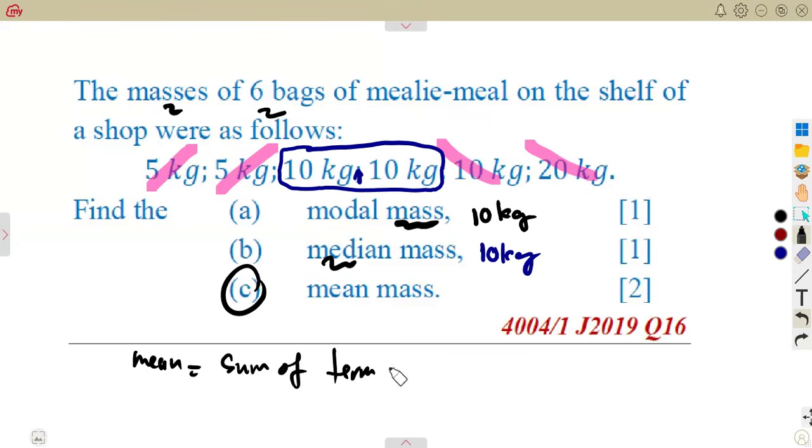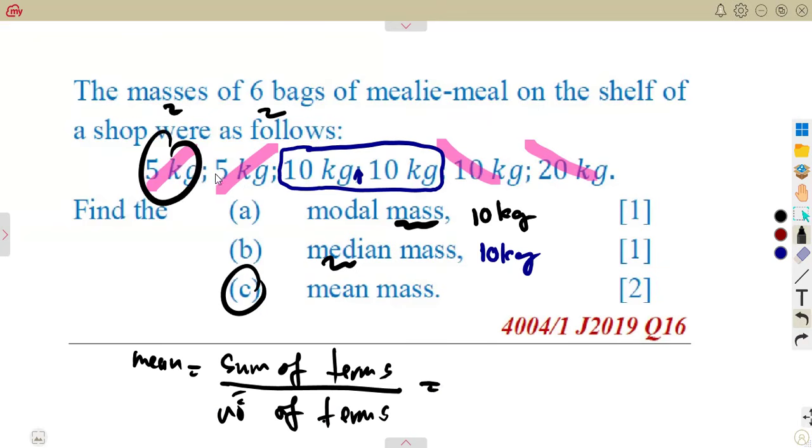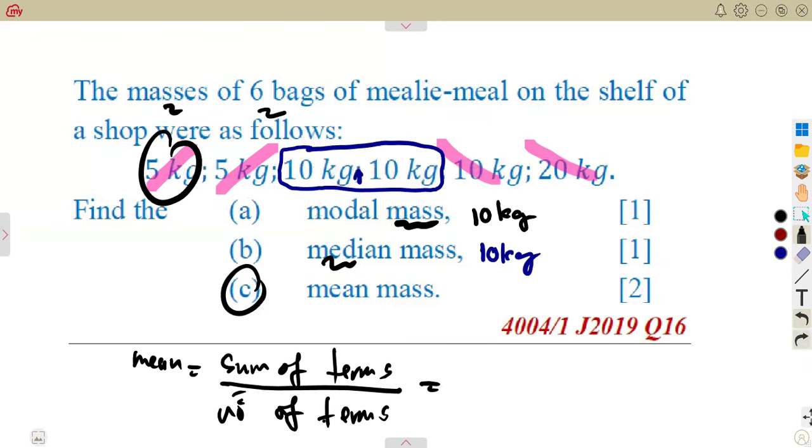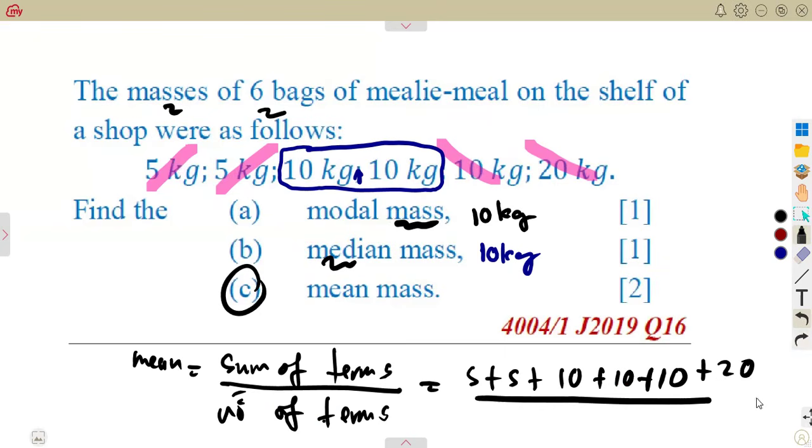Sum of terms in the data over what? The number of terms in that same data that you're given. Sum, to add these numbers. That is the sum. So you're going to add 5 plus 5 plus 10 plus 10. There are 3 10s that we have, plus a 20. You add everything over what?